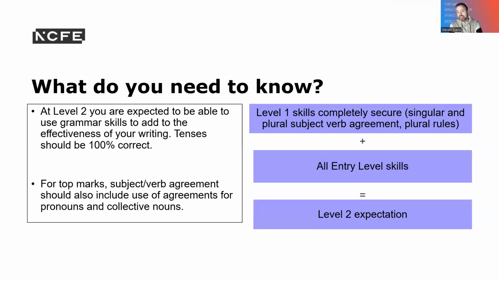So what do you need to know? You should know everything from level 1, so skills completely secure: singular, plural, subject-verb arrangements and plural rules. You should know all of the entry-level requirements, and that brings you up to level 2 functional skills English. At level 2, you're expected to be able to use grammar skills to add to the effectiveness of your writing. Tense should be 100% correct. For top marks, subject-verb arrangement should also include use of arrangements for pronouns and collective nouns. So if you're not sure what all of that is, please pay particular attention.